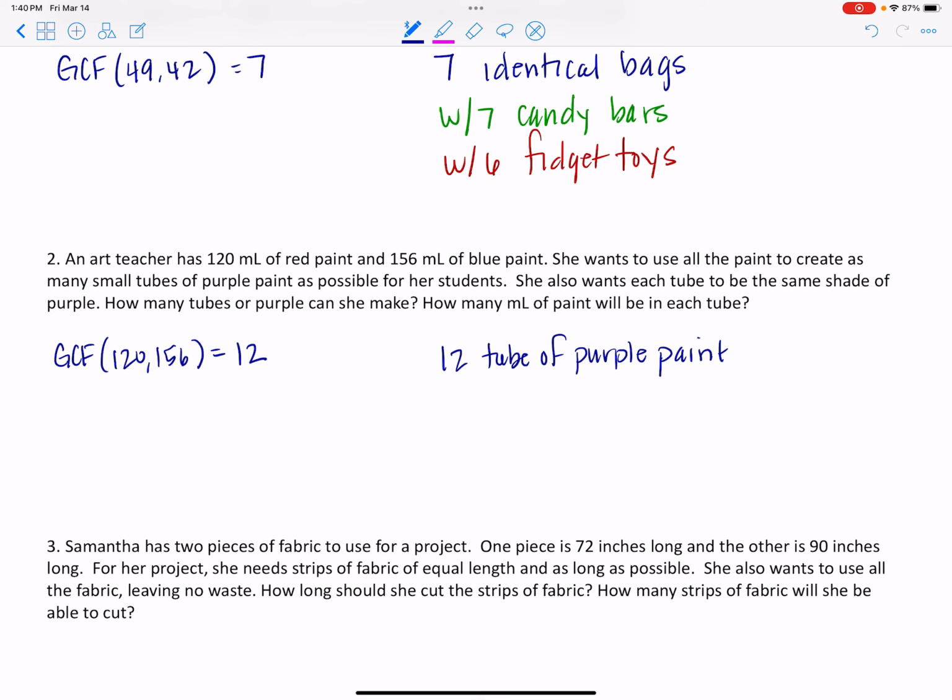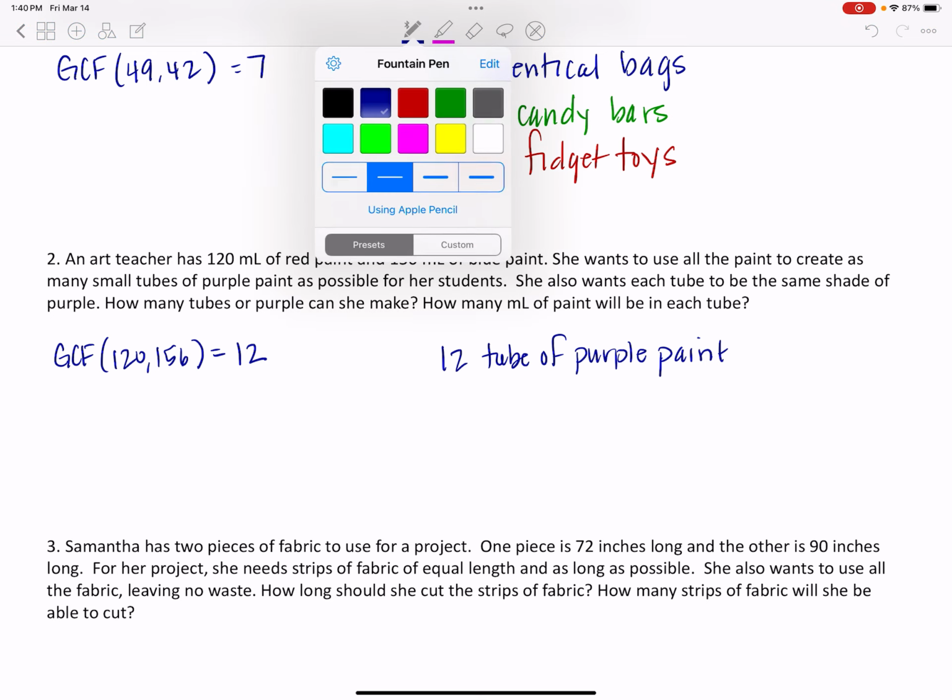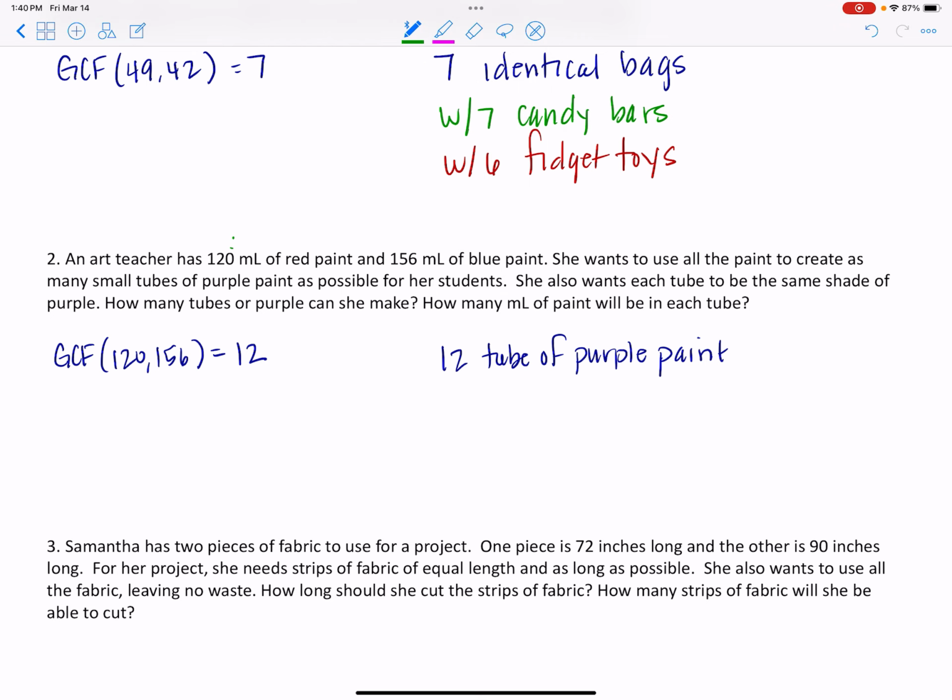And it also asks how many milliliters of each color will be in each tube. So I'm going to do the same thing I did in the last problem. Let's take the 120 milliliters and divide it into the 12 tubes, and let's take the 156 and divide it into the tubes. So 120 divided by 12 is going to give me 10. So there's going to be 10 milliliters of red paint.